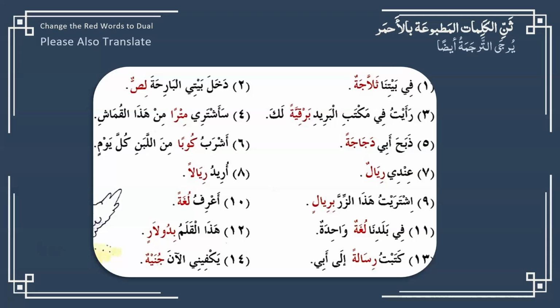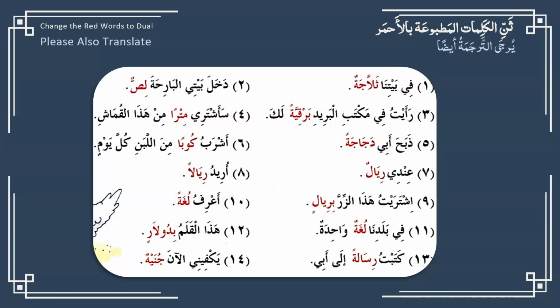أعرف لغة واحدة في بلدنا. I know 1 language. In our country or our city there is 1 language. هذا القلم بدولار. This pen is for $1, I guess. Yeah, dollar. كتبت رسالة إلى أبي. I am writing the letter to my dad.